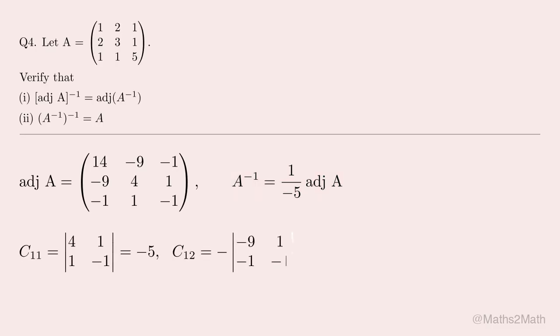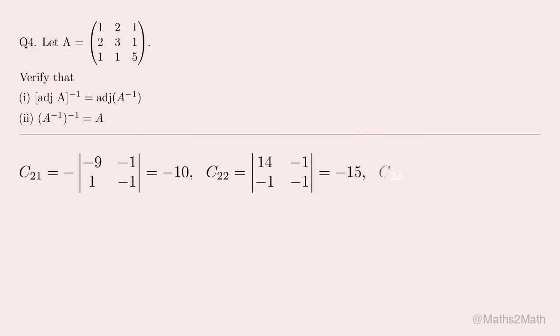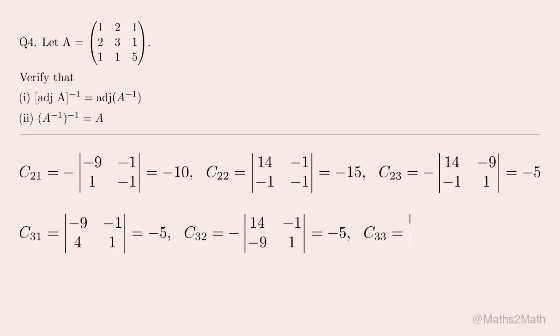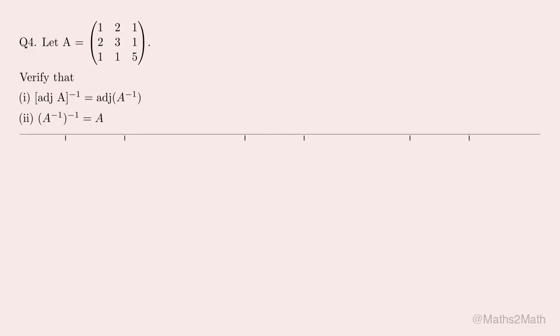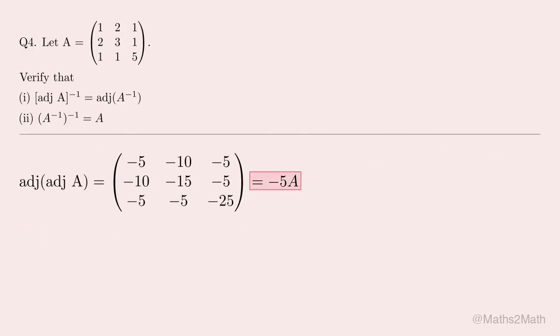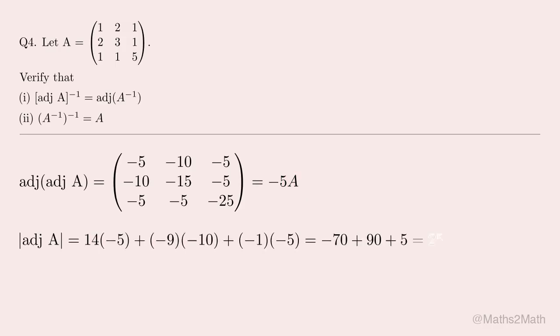For part 1, we need the adjoint of the adjoint. Cofactors of row 1 of adj A. Cofactors of rows 2 and 3 of adj A come out in the matching pattern. And the last row. Transposing gives the adjoint of adj A, and remarkably it is exactly minus 5 times A. The determinant of adj A, expanded along its first row with these cofactors, is 25.